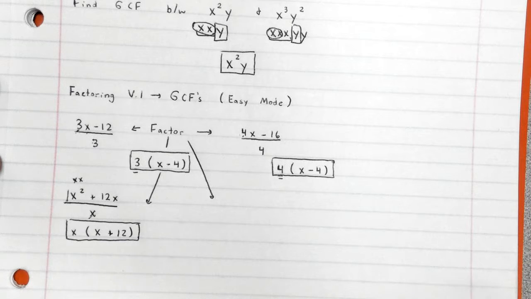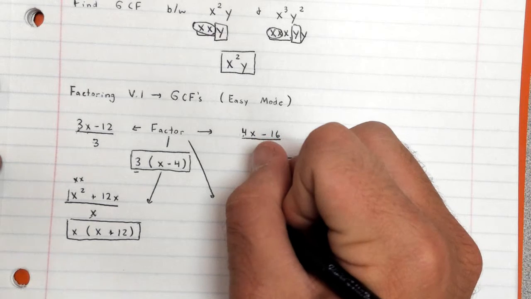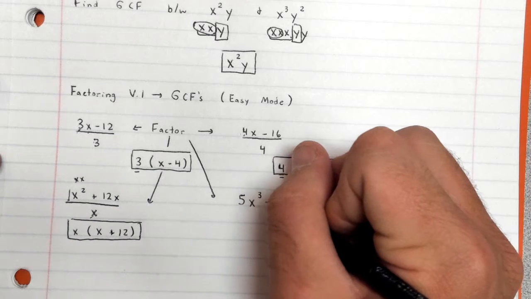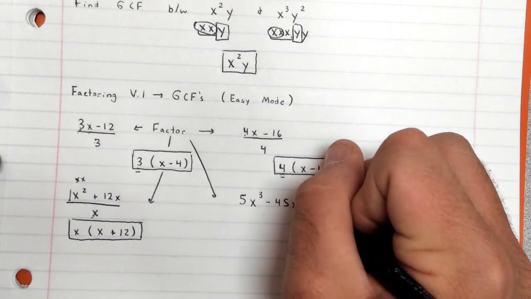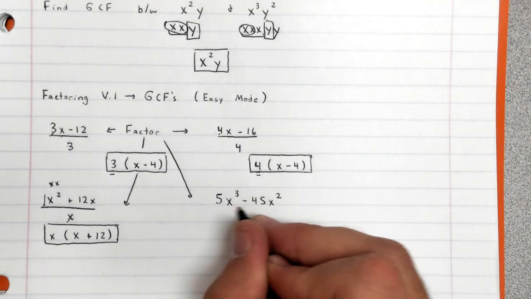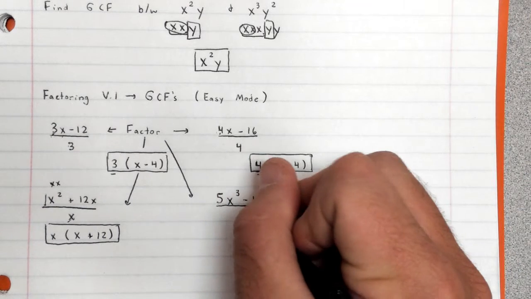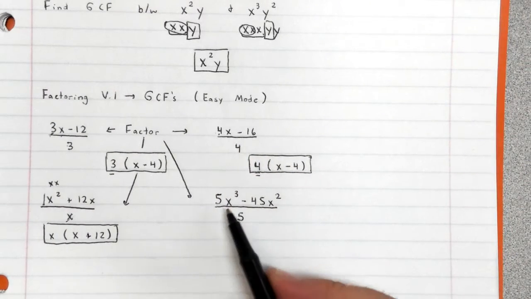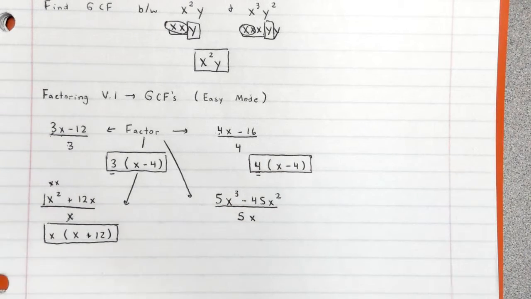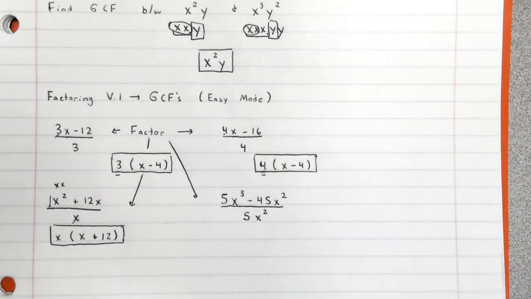Let's say I have 5x cubed minus 45x squared. Okay, look at the numbers first. The biggest number that divides into 5 and 45 looks like it's going to be a 5. This one has 3 x's, this one has 2 x's. So the biggest amount of x's that they have in common, the greatest common factor, is 2.